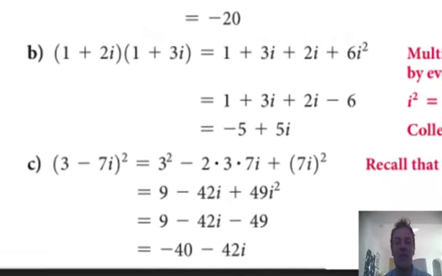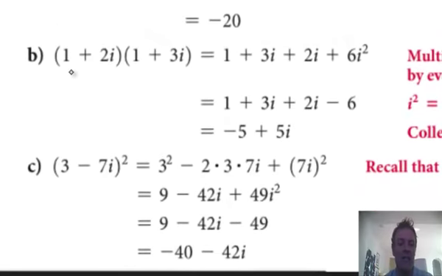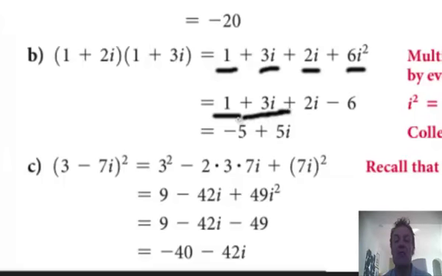Let's have a look at some FOILs, some distributive laws. 1 times 1 is 1. 1 times 3i is 3i. 2i times 1 is 2i. But here we go. 2i times 3i is positive 6i squared. I times I is i squared. So 3i and 2i I can add together, but look, positive 6i squared will turn into negative 6 because i squared is negative 1. So this is what I have to add together. There's the 3i and the 2i making the 5i, but look, 1 take away 6 is negative 5, and there's the answer.